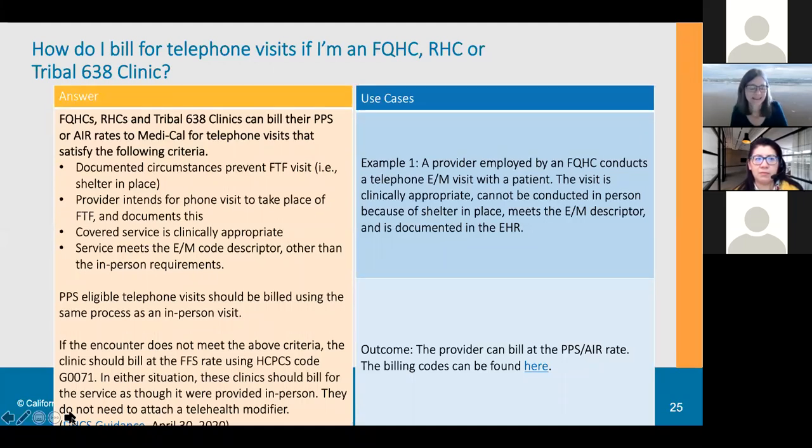If it is eligible for the PPS or the AIR rate, you would bill using the same process as your in-person visit. But if it doesn't meet all of the criteria, you would bill fee for service using the HCPCS code G0071. It's a minimal reimbursement rate, but do keep in mind that this service is intended for patient triaging. So while the reimbursement rate is a little low, it does allow health centers to receive some reimbursement for triaging. And it provides an indicator to the payer that you've provided some kind of follow-up or treatment at all. It's kind of a code of, hey, we talked to that patient and this is their diagnosis code. All right, next slide.